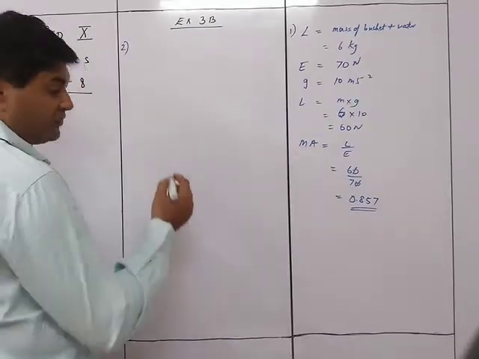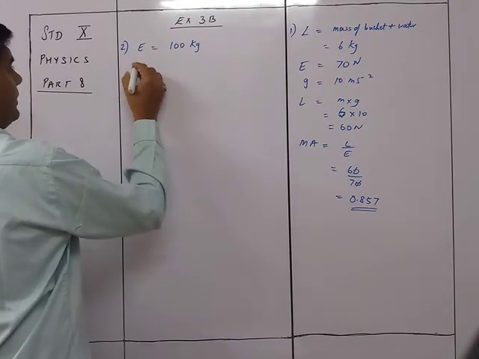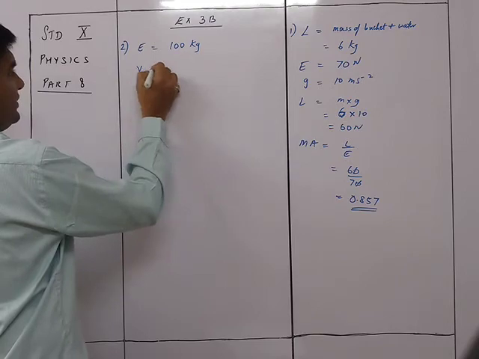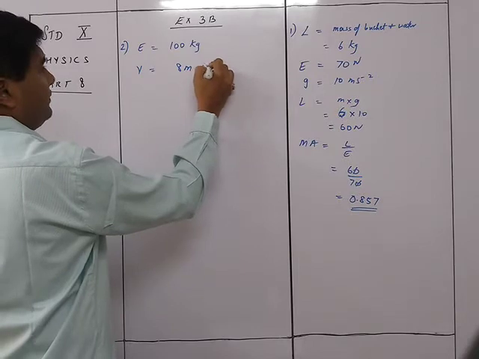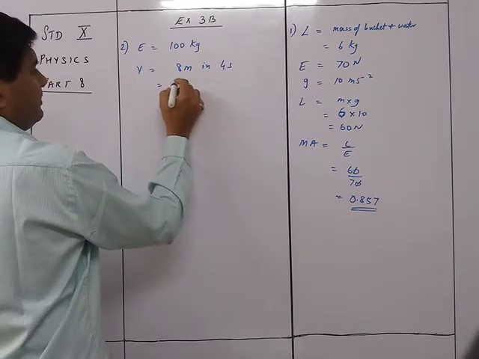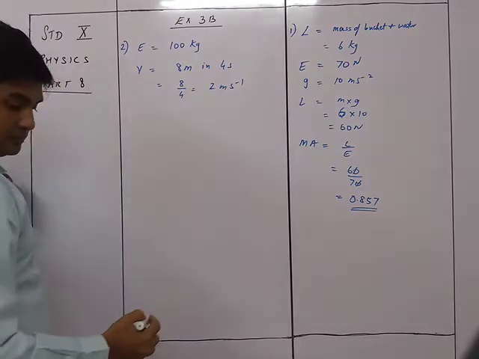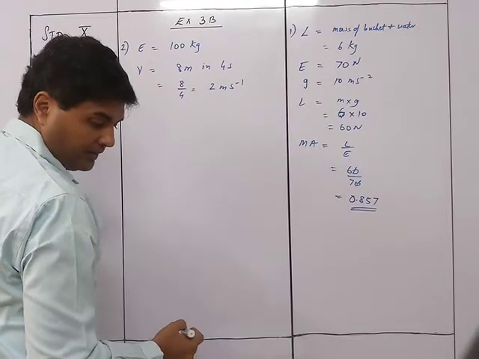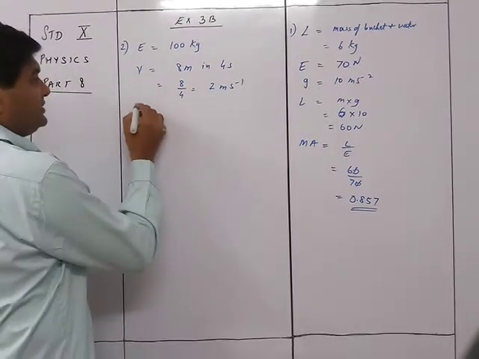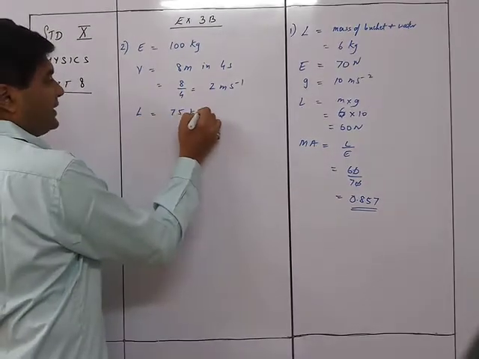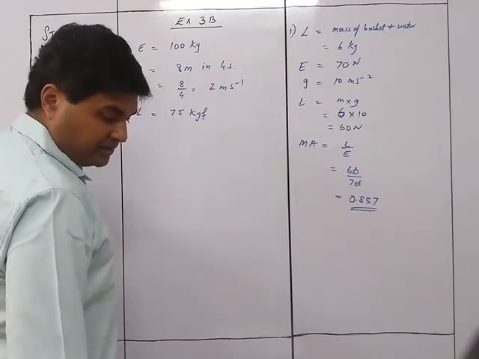So it is driven by a mass of 100 kg. So first of all, effort is equal to 100 kg. The velocity with which it is falling is given as 8 meters in 4 seconds. That is 8 upon 4, which is equal to 2 meters per second. Okay. They ask us if it lifts a load of 75 kgf, so load is equal to 75 kgf, right? And they ask us the power input.